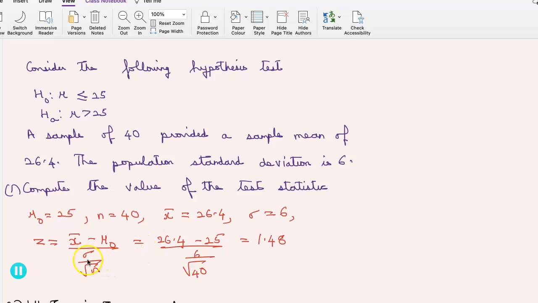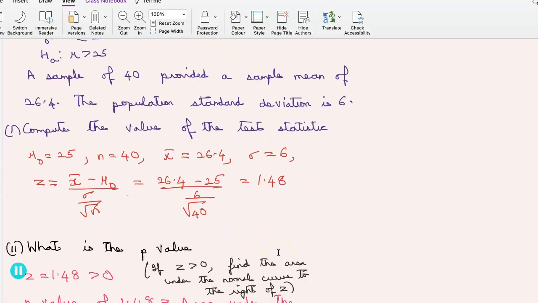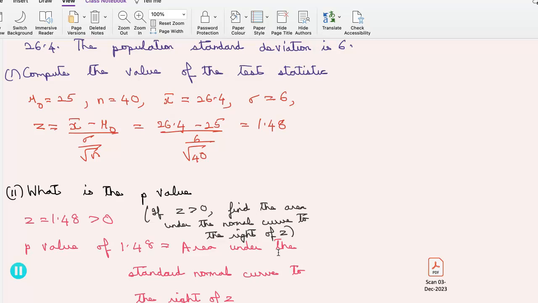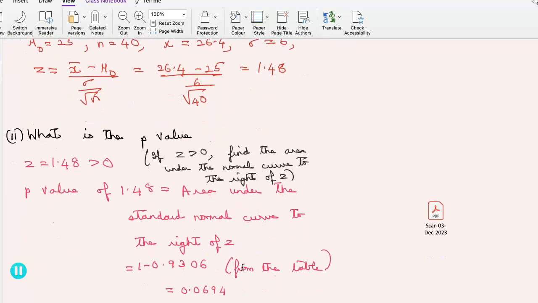The test statistic is given by Z equal to x bar minus mu naught over sigma by root n. Substituting you get 26.4 minus 25 over 6 by root 40, which is 1.48. What is the p-value? Now p-value, your Z is 1.48. P-value of 1.48 is the area under the standard normal curve to the right of Z.